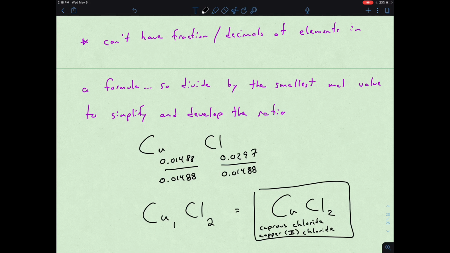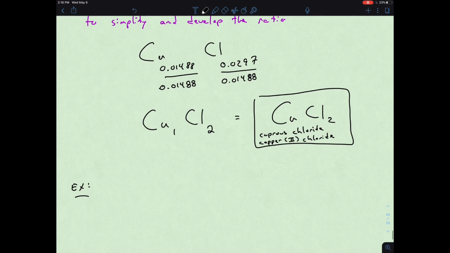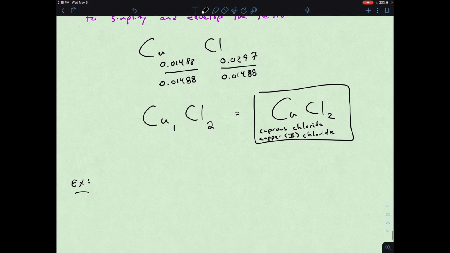The second example of this would be looking at mass percent. What we're going to find is very similar to the process that we just discussed. It's just the beginning that we have to make a subtle change to.